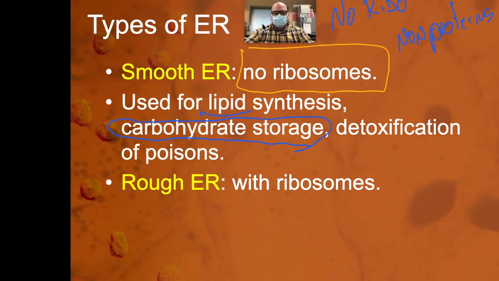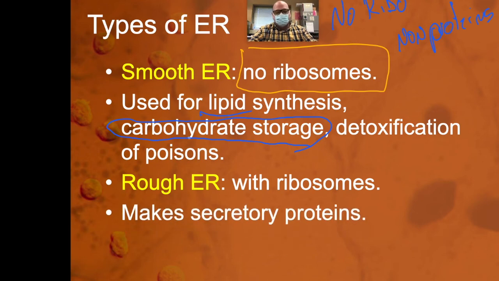All right. Rough ER. We already talked about this. Ribosomes make it look bumpy. What do you predict that packages up? Yeah, proteins, because ribosomes make proteins. What kind of proteins? Proteins that your cells are going to secrete. Everybody understands the word secrete, right? It means like things that are coming out of your cell.